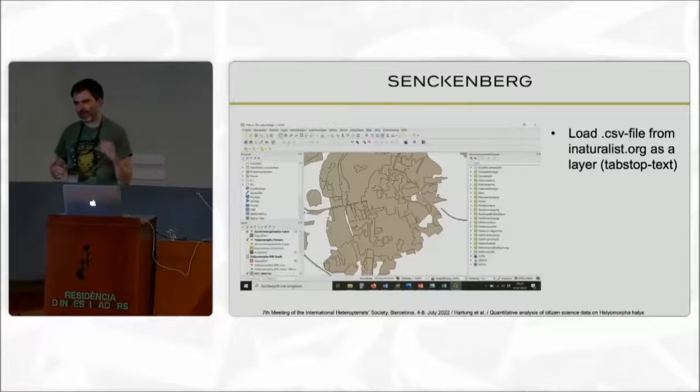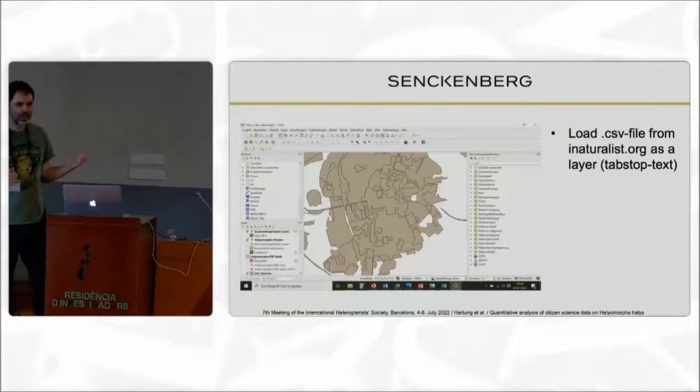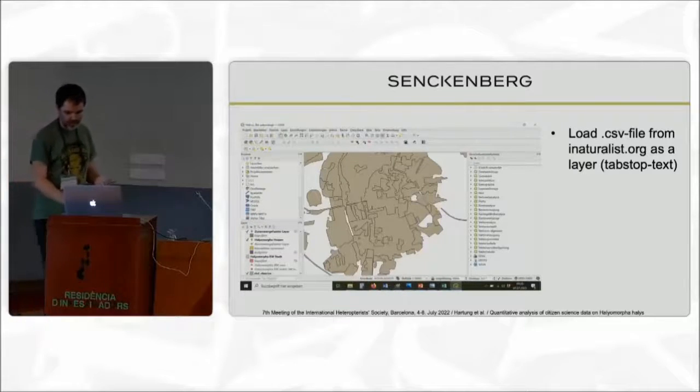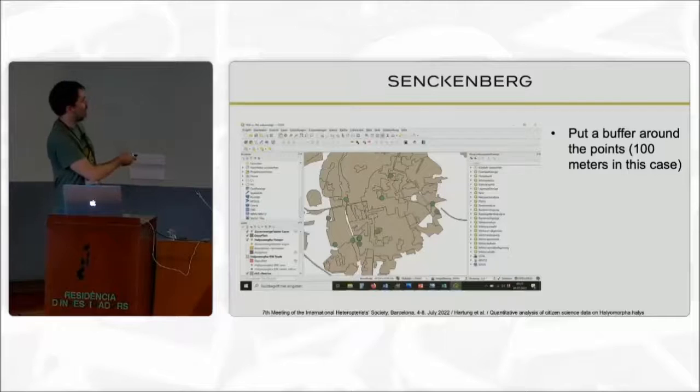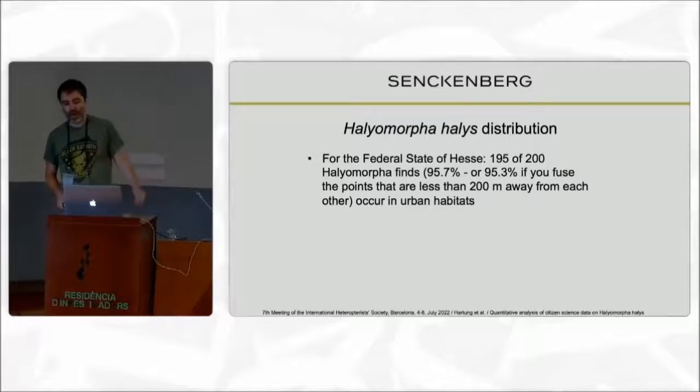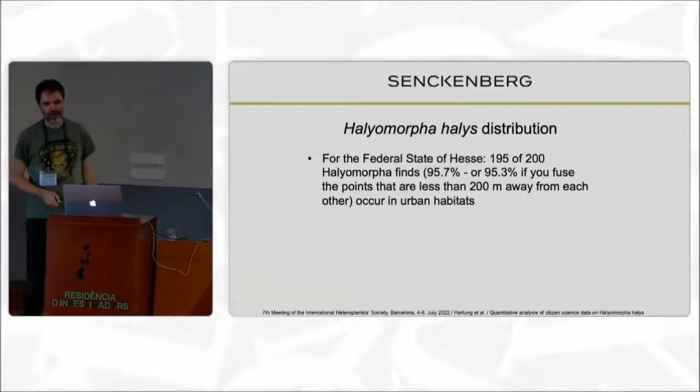So I thought for Heliomorpha, a species that flies quite a lot and is quite active, it's better maybe to put a buffer around the point, like a 100 meters circle, because they can spread maybe like 100 meters. So I just expanded the circles a little bit, and then I counted how many times these circles, where the Heliomorpha was found, are cutting the urban environments, and this is what I got. Almost all of the 200 records for the federal state of Hesse are points that lie in urban environments.